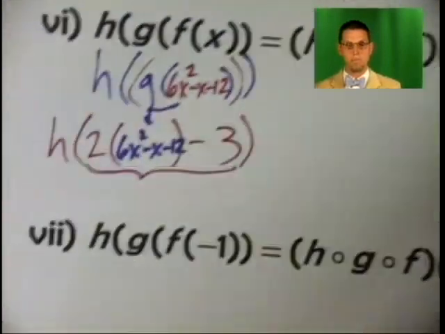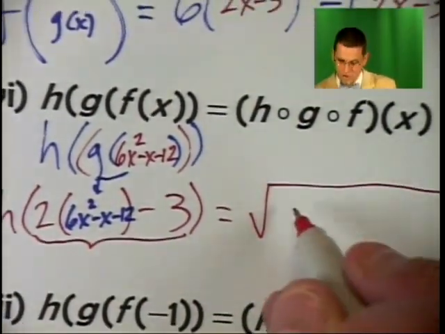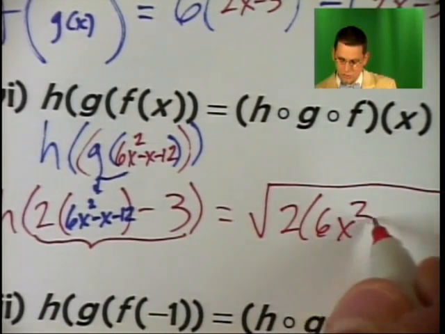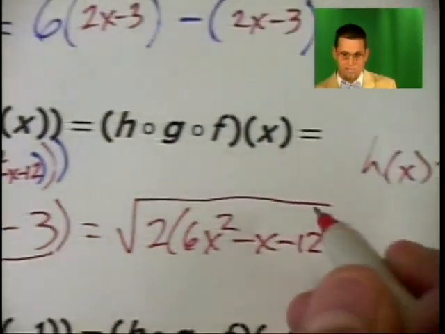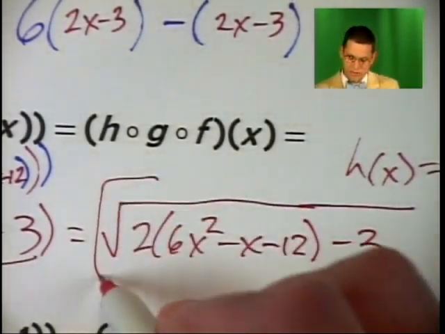In this case, what's our input? It's all of this. So this becomes the square root of 2 times (6x squared minus x minus 12), minus 3. Okay, so there you go.